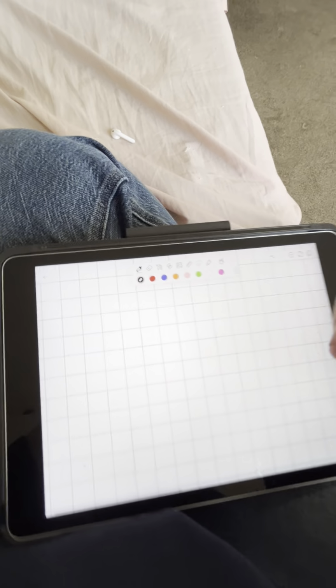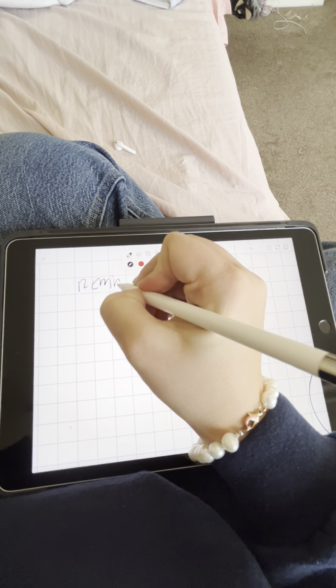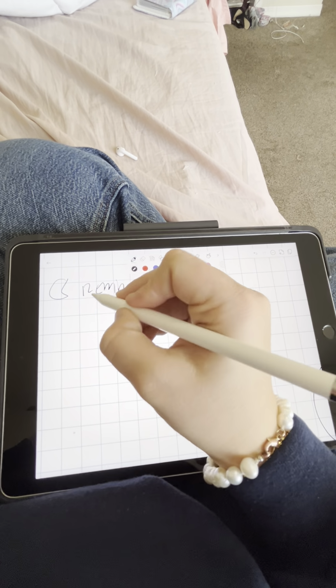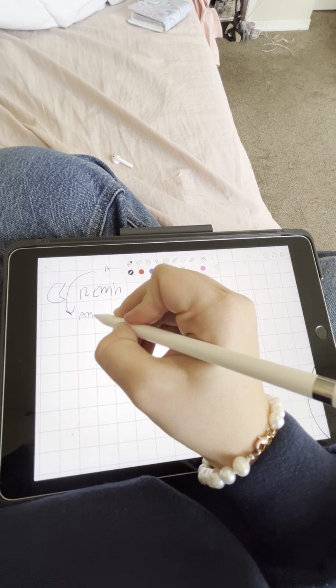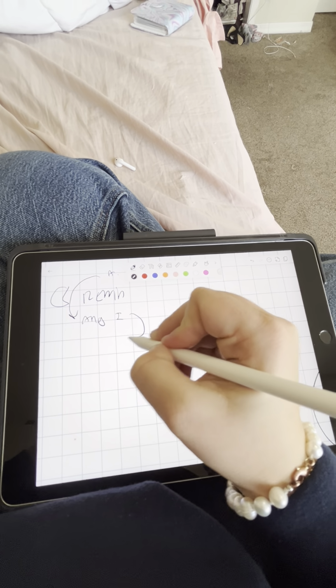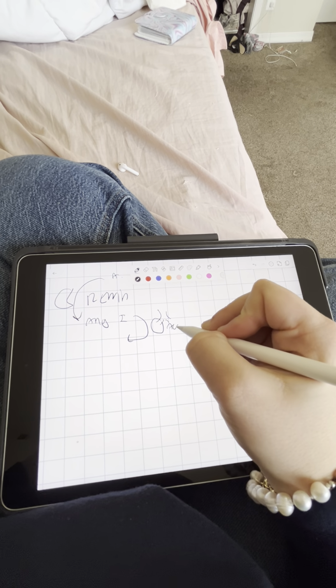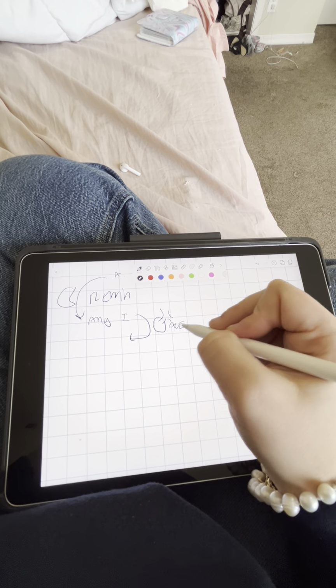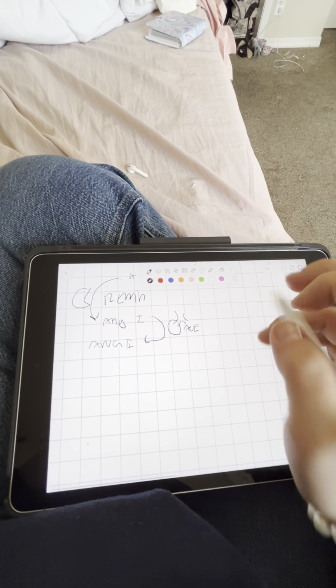Okay, so you have renin. Renin is released from your kidneys, and what it's going to do is take angiotensinogen into angiotensin 1, which is then going to go to your lungs. And in your lungs, there's something called ACE, which is your angiotensin converting enzyme. It's going to turn that into angiotensin 2.